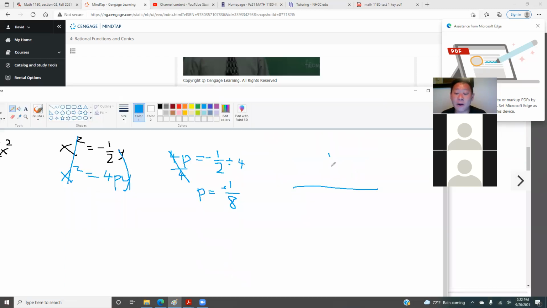So that means if I draw a parabola, this parabola will open downward. Sorry, it's a really bad parabola. And your focus point right here will be at 0, negative 1/8. And where does the negative 1/8 come from? It comes from your p. Okay. And your directrix will be this line. Is that x equals something or y equals something?